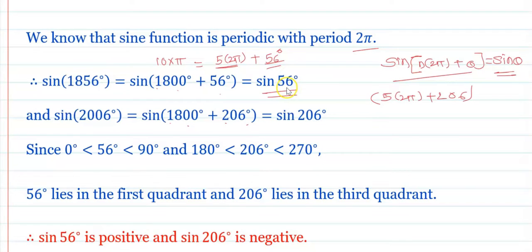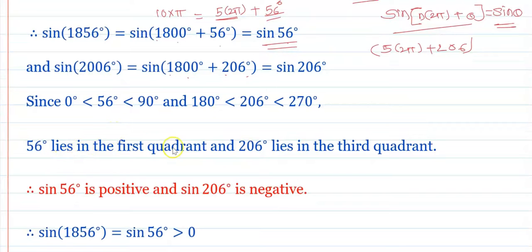Now this 56 lies in the first quadrant and 206 lies in the third quadrant. In third quadrant, sine is negative. In first quadrant, sine is positive, and hence sine of 1856 is greater than sine of 2006.